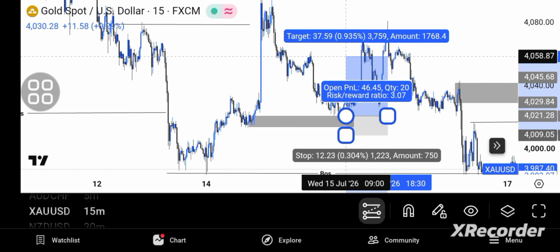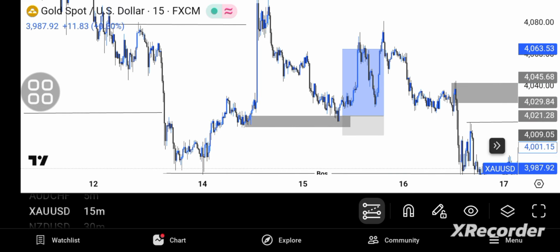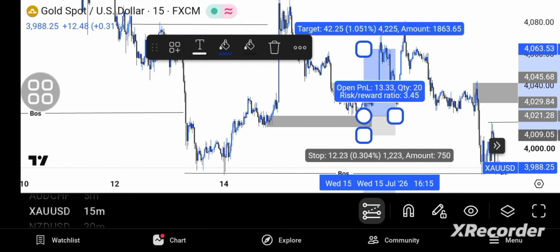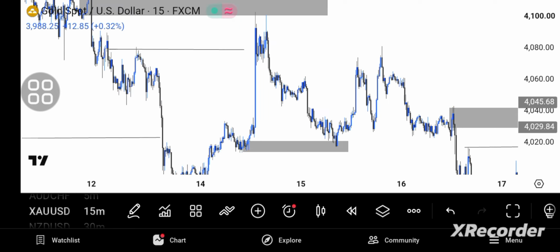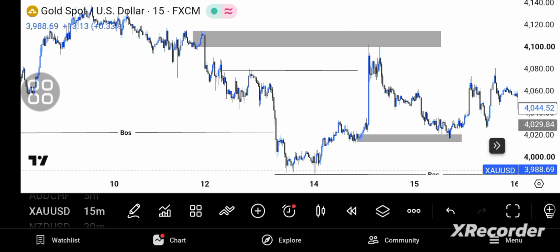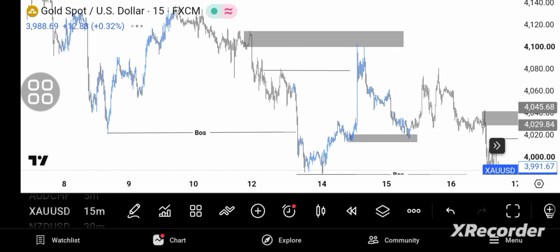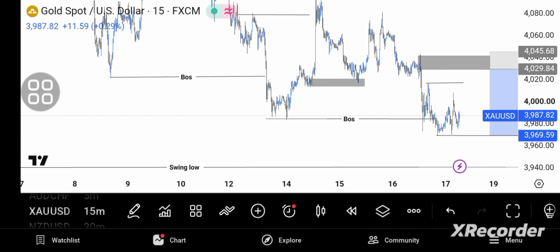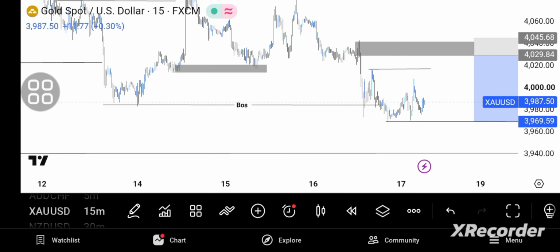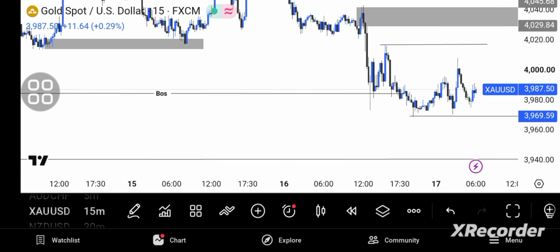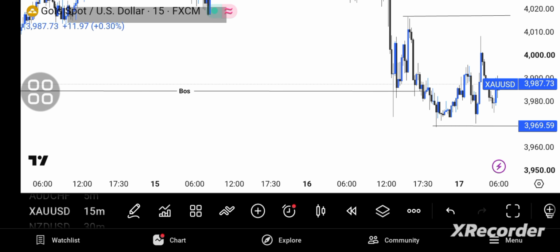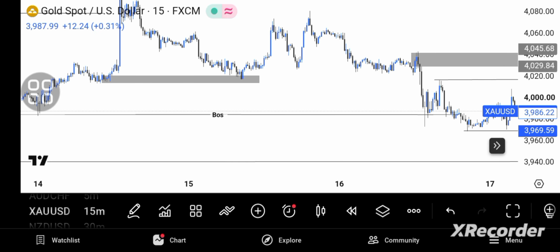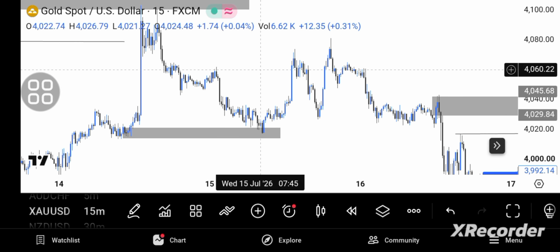Let's target this high. It did play out, but I didn't take it because gold was reactive from this bearish zone where I sell, and it had not yet completed its move. This was the exact place I wanted gold to take out before I start looking for another sell opportunity, which it did. So they delivered the move there.